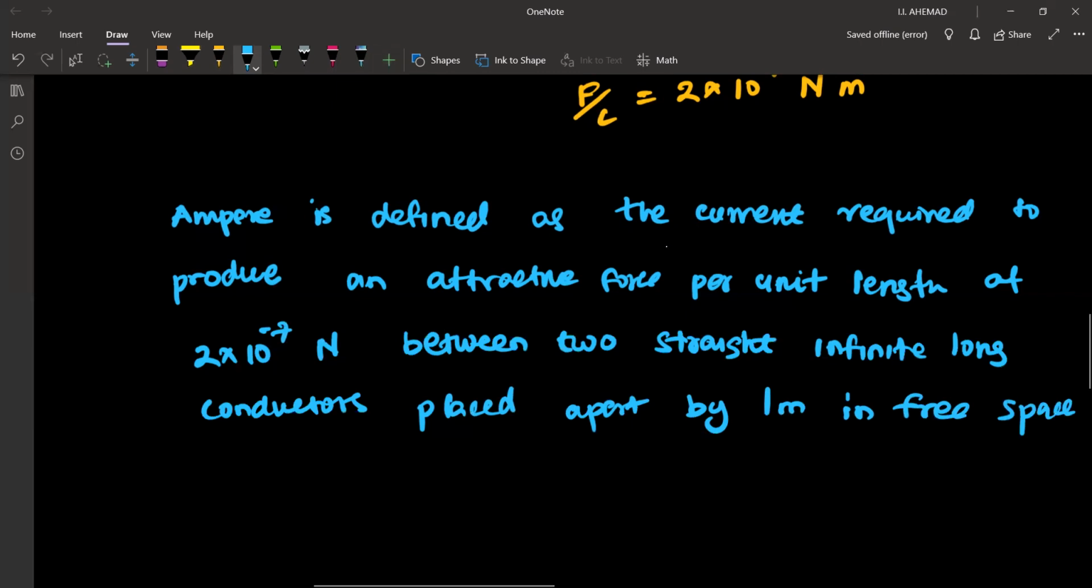So here, force per unit length, placed apart by 1 meter in free space. These are important terms and this value. Other terms you can put in any order. Okay. Once you have noted, let me know.